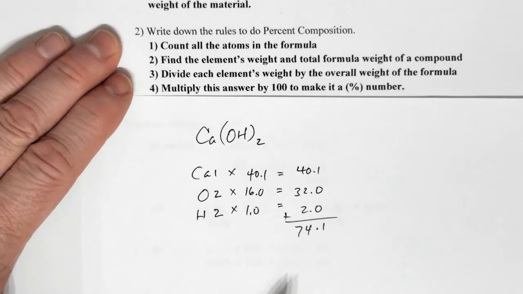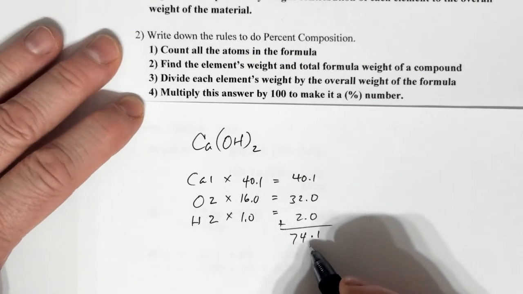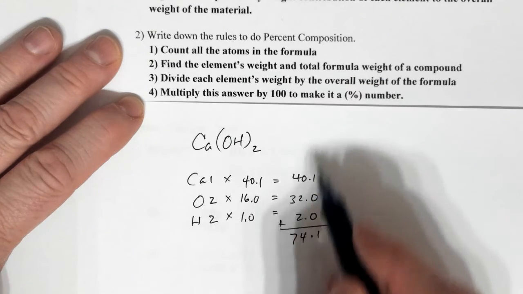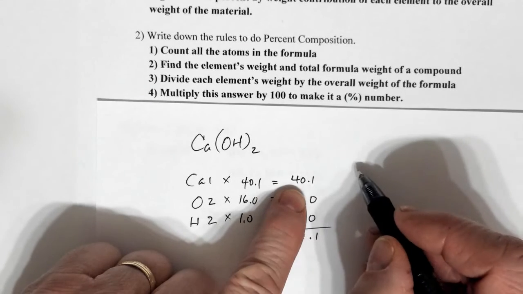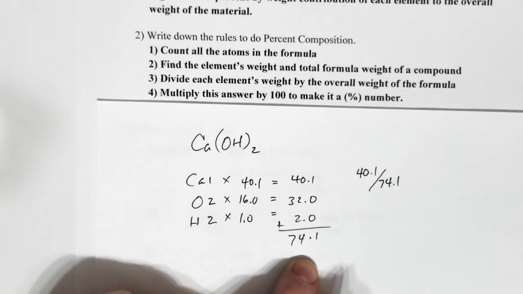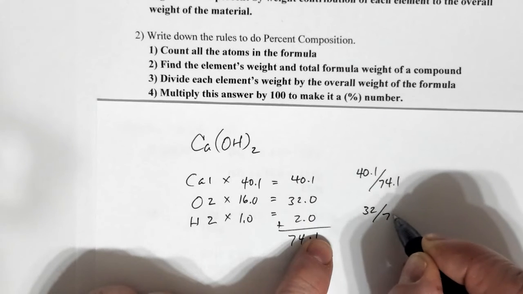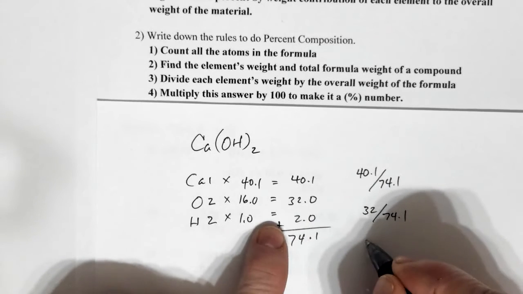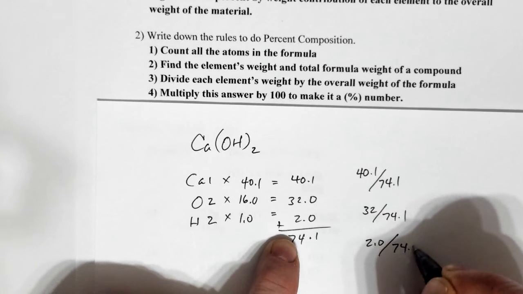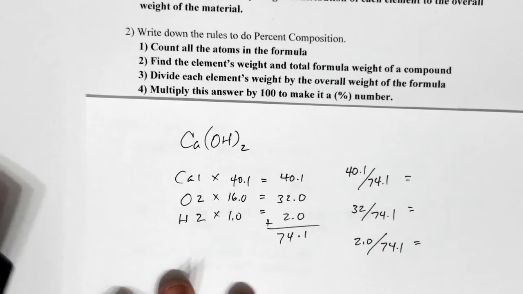Then, since it's called percent composition, you take these numbers and divide them by the overall formula weight. So for calcium, we take the 40.1 and divide it by the 74.1. For oxygen, you take the 32 and divide it by the 74.1. And then you take the hydrogen, which is 2, and divide it by the 74.1. What you come up with is decimal numbers, and you want to keep at least 3 decimal places.